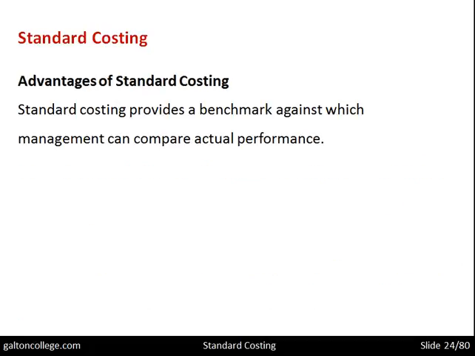Standard costing provides a benchmark against which management can compare actual performance. So once the accountants have worked out what the standard costs are, in a sense that becomes the benchmark. Now any variance, when calculated, needs to be investigated. Why is there a variance? How can the company account for the variance?